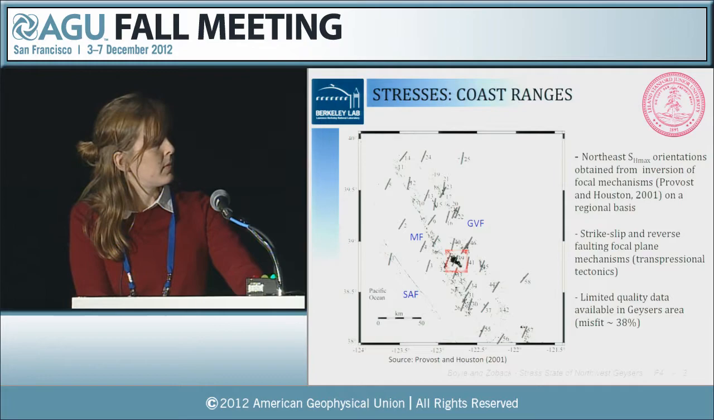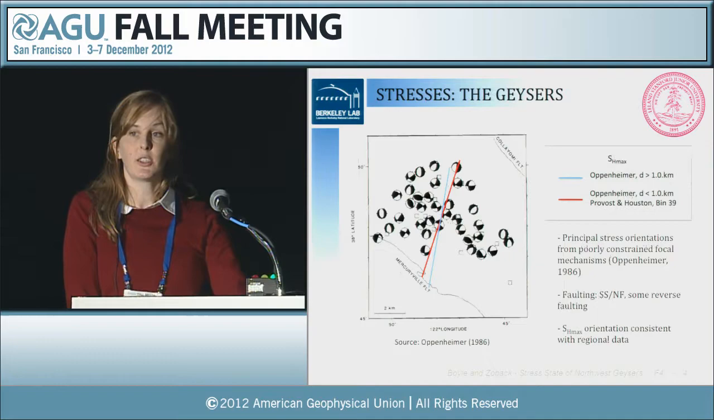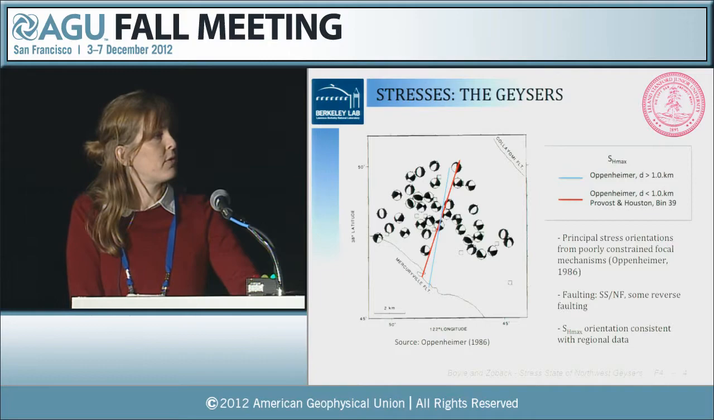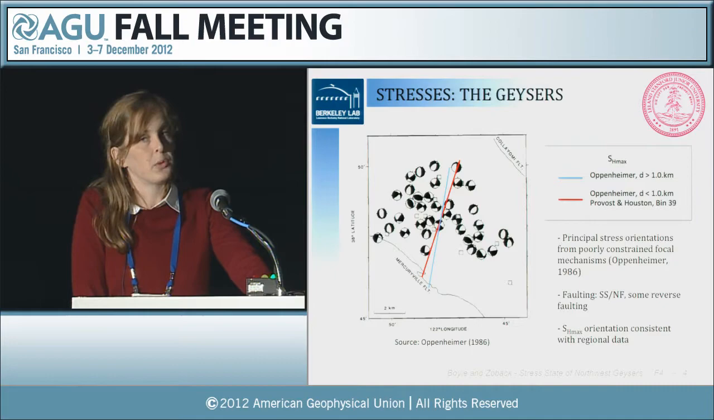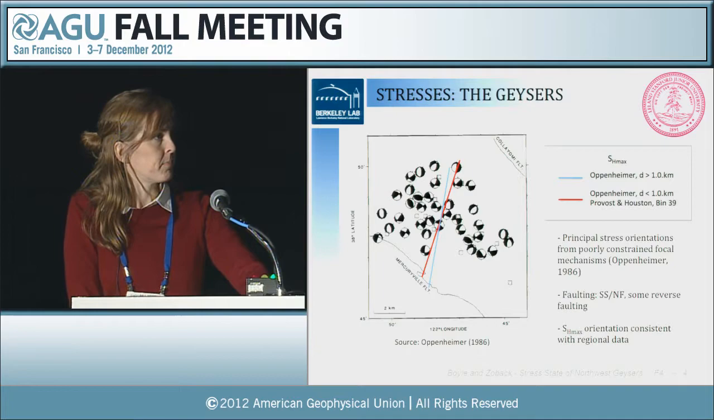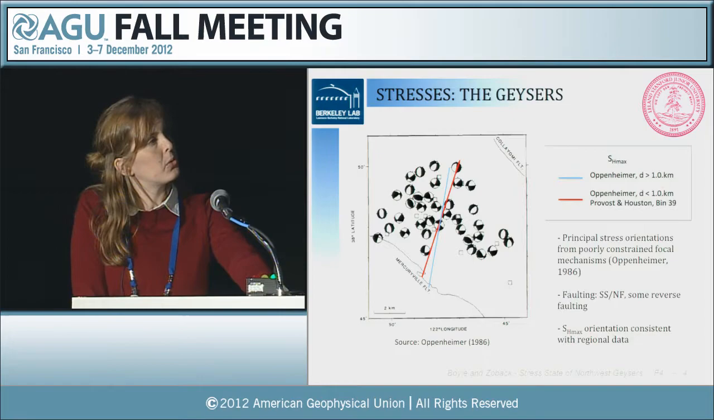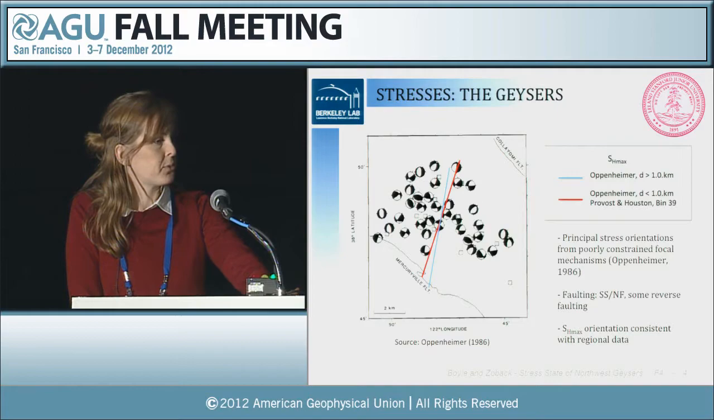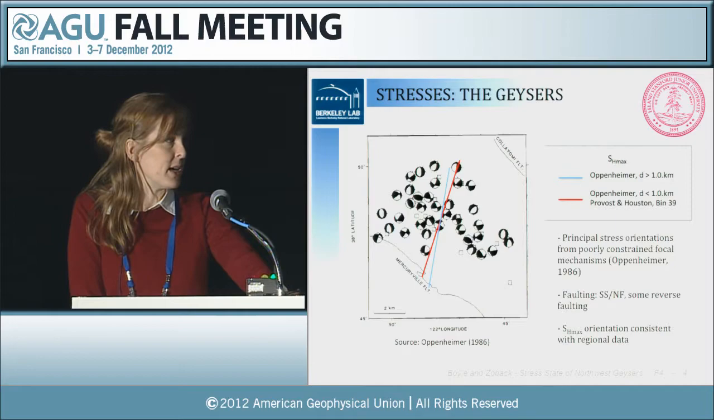A study was done in 1986 by David Oppenheimer that focused just on stresses in the Geysers. The same method was used, where double couple earthquake focal mechanisms were inverted to obtain the stress. You can see the focal mechanisms that were used in this inversion. There were around 80 of them. The results are shown in red and blue. The red result is the shallow orientation of SHmax obtained from these mechanisms, and it corresponds roughly to the result that Provost and Houston obtained. The blue line is the deeper SHmax orientation obtained by Oppenheimer.